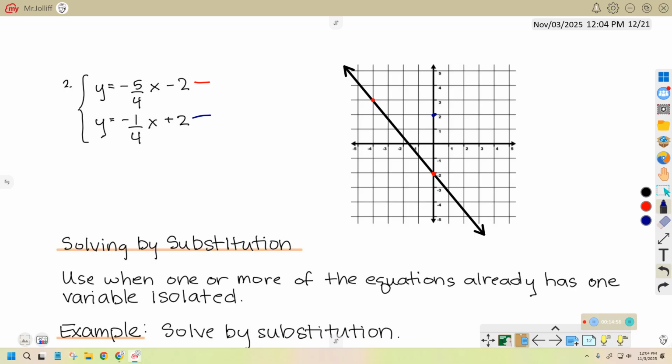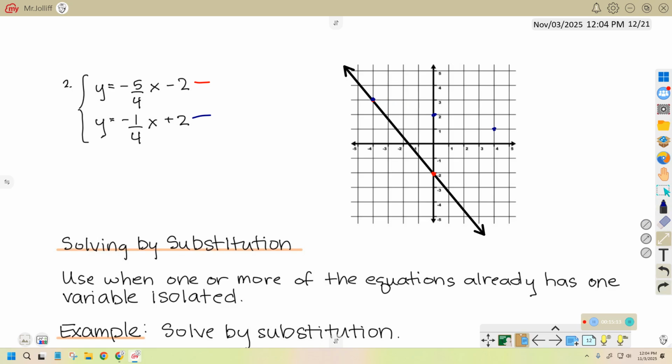2 on the y-axis. Okay. We could go up 1 and back 4, or we could go down 1 and forward 4. Either of those. Good.